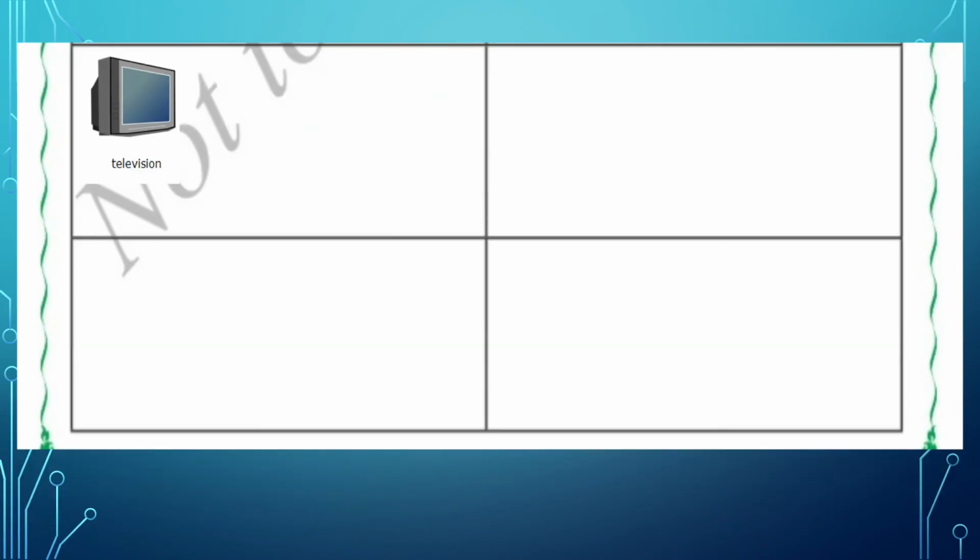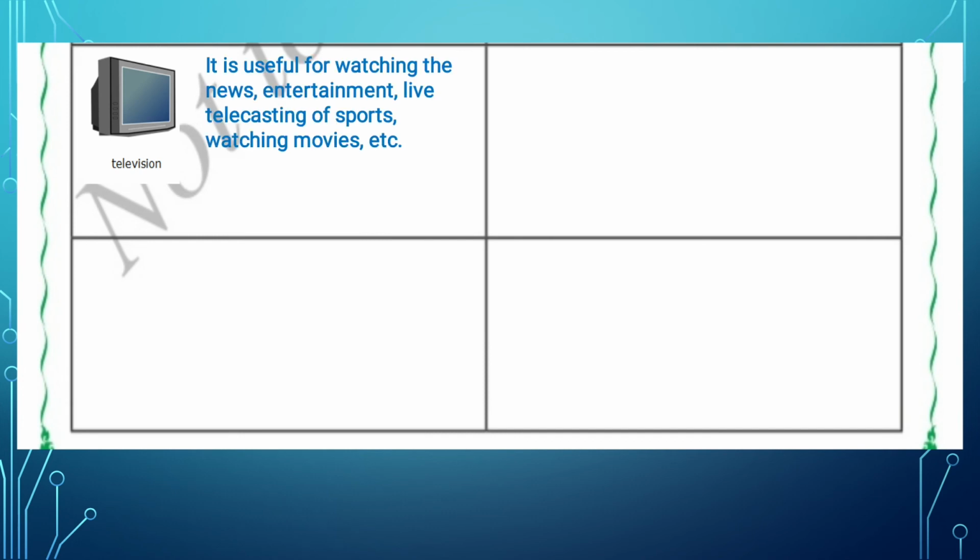Next picture is of television. It is useful for watching the news, entertainment, live telecasting of sports, watching movies, etc. What is the television useful for? Watching the news. In radio we can only listen, but here we can watch the news and entertainment. It is not only news, it can give entertainment, live telecasting of sports. If any sports are happening in another place, we can watch by sitting at home. We can watch on the television, and also movies we can watch.